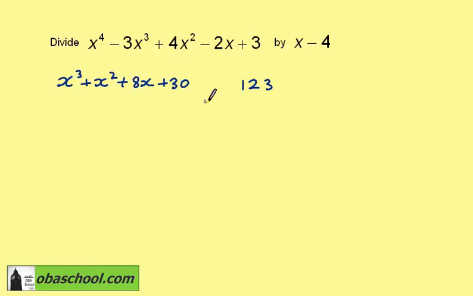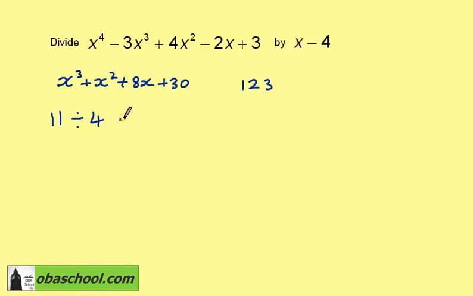This example continues on from the previous example. When doing the division, x to the 4 minus 3x cubed plus 4x squared minus 2x plus 3 by x minus 4, we found that we had a quotient, which we can see here, and a remainder of 123. If we look at a number example, suppose we divide 11 by 4.